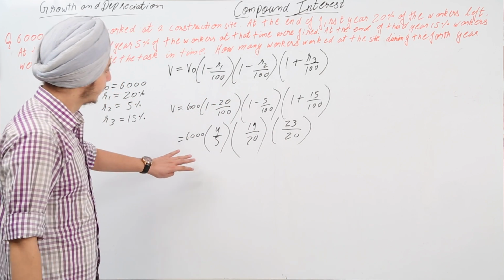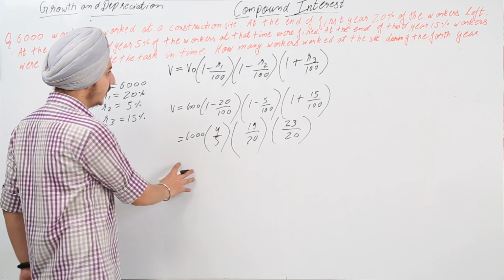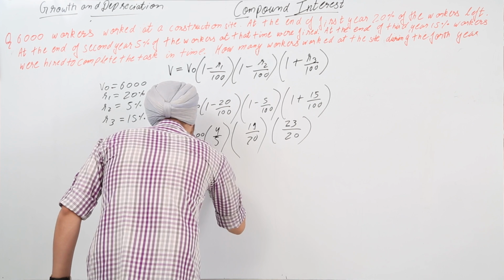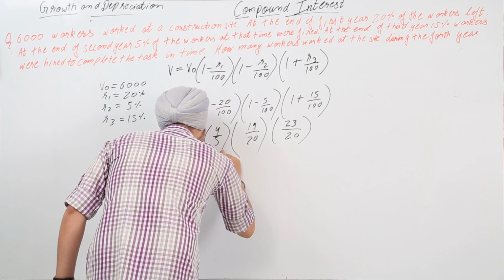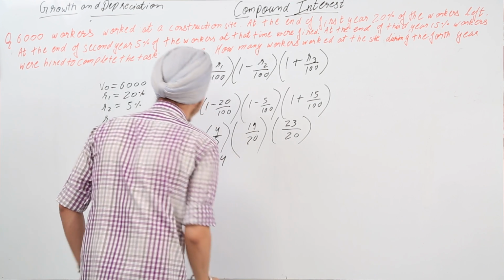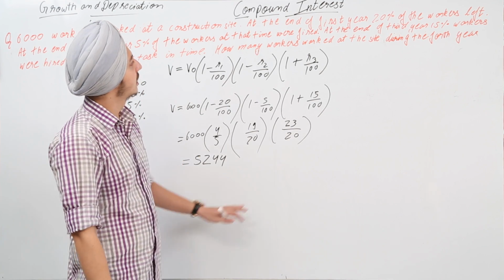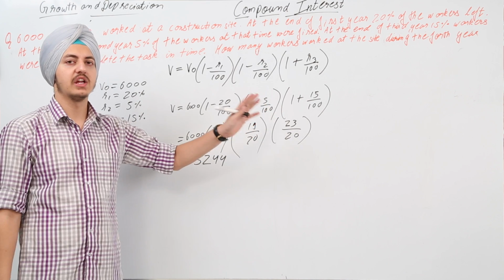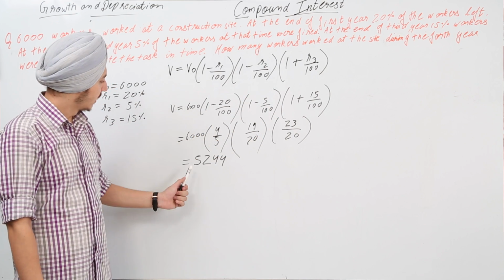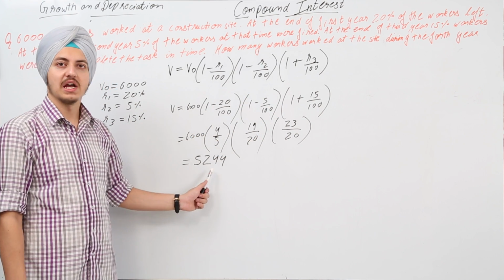Now when we solve this, we will get a value equal to 5,244 workers. So you guys do the calculation yourself and you will find out that the workers working during the fourth year were 5,244.